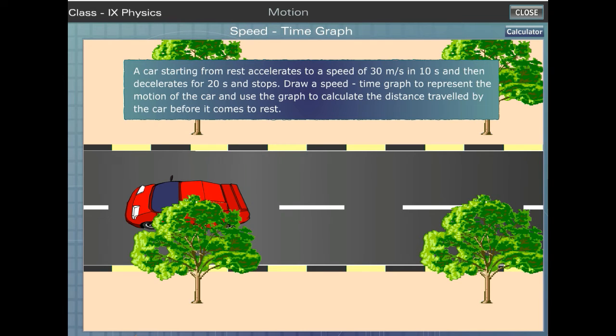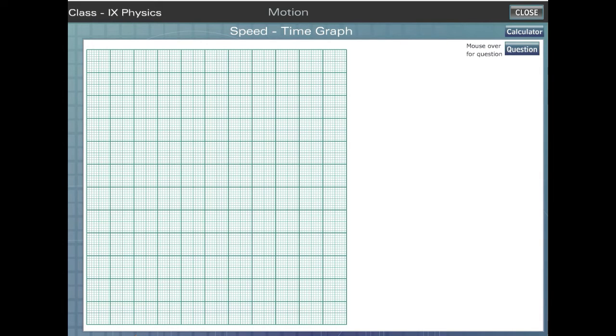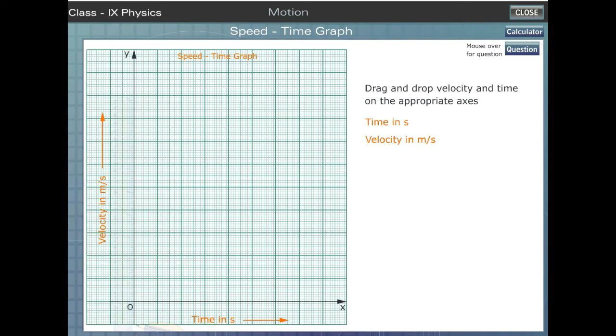Draw a speed time graph to represent the motion of the car and use the graph to calculate the distance traveled by the car before it comes to rest. Draw X and Y axis as shown here. Drag and drop velocity and time on the appropriate axis.